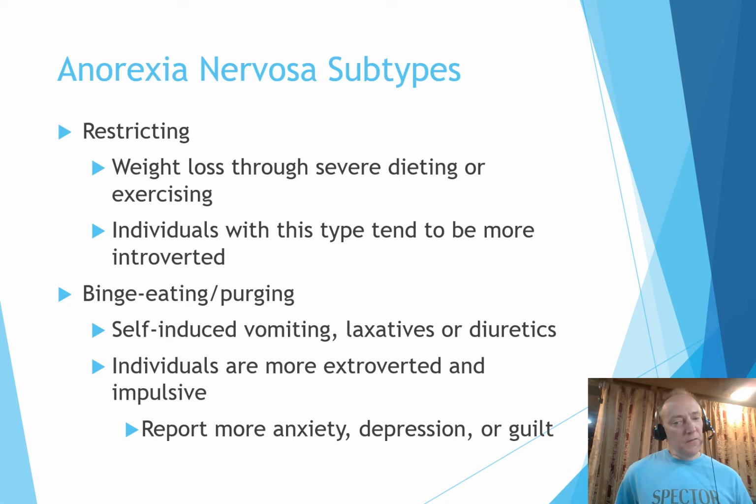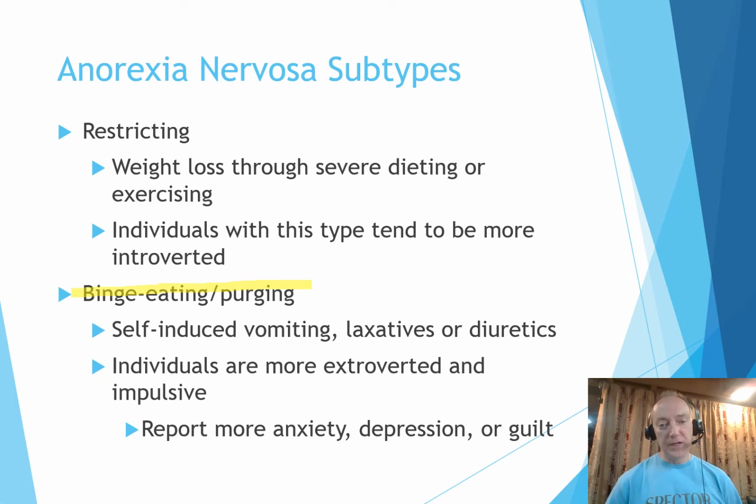In terms of other associated factors and personality types, these people tend to be more on the introverted side. So we've talked about personality types before. You've learned the big 5 in intro psych, and extroversion is one of the well-studied big 5 personality traits. So people with the restricting subtype of anorexia nervosa tend to be low on extroversion. Then there's the binge eating and purging subtype.